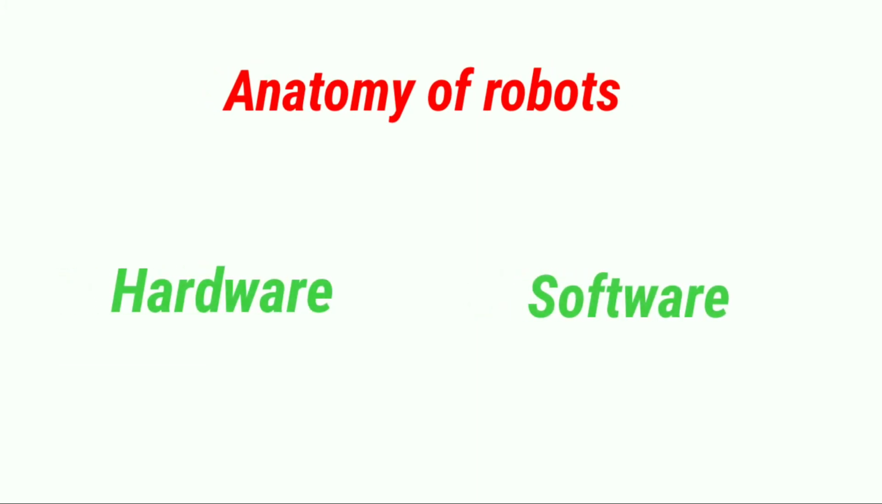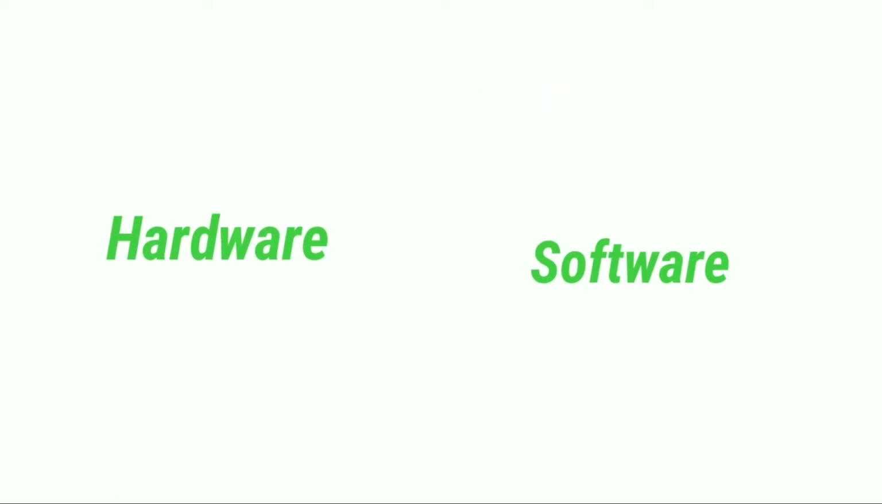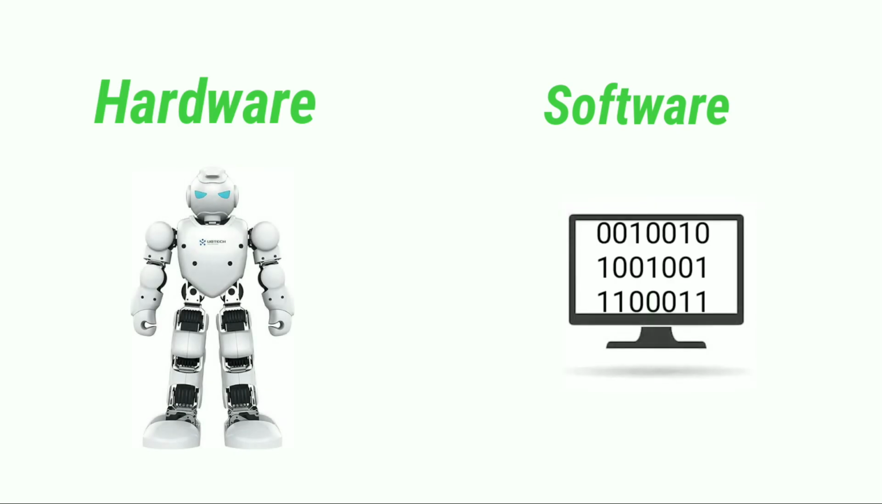Now, robots are made up of two things. Firstly, hardware and software. I'm going to repeat it. The anatomy of robots is mainly divided into two parts, the hardware and the software. Now I'm sure you have heard these words before, the hardware and the software. You must have come across them, I think. So in this video, I'm going to explain it to you in more detail.